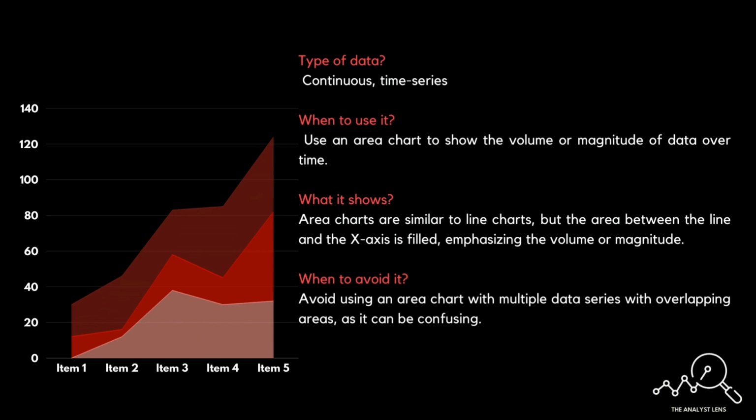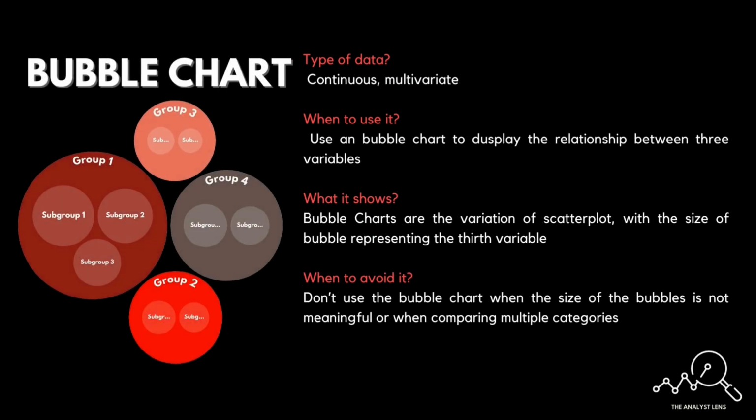So now, we have the bubble charts. Bubble charts add a third dimension to scatter plots. The type of data that is used for bubble charts is continuous and multivariate. Use a bubble chart to display the relationship between three variables. Bubble charts are a variation of scatter plots, with the size of bubbles representing the third variable. Don't use a bubble chart when the size of the bubbles is not meaningful or when comparing multiple categories.